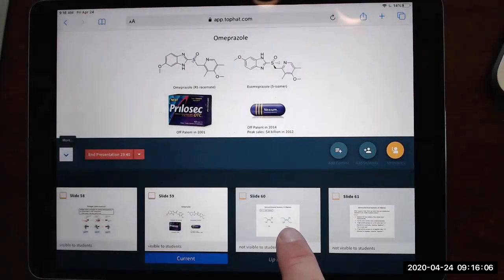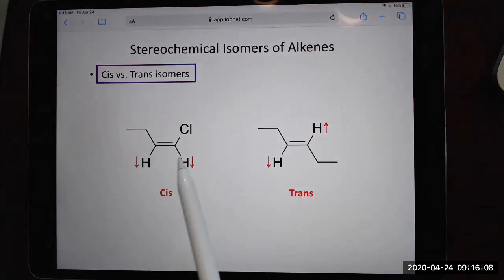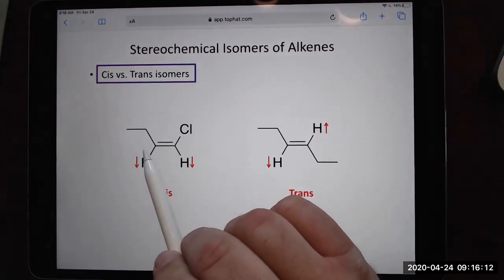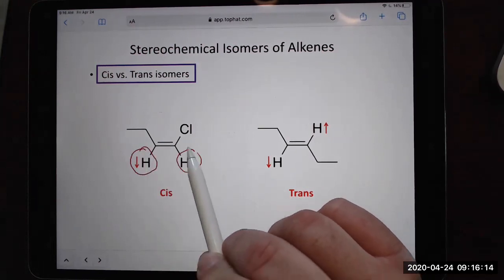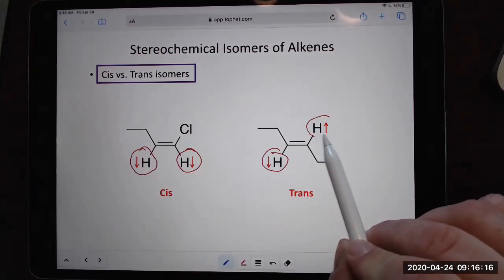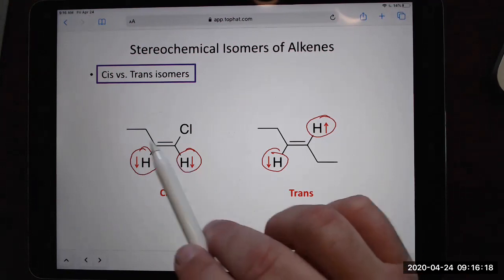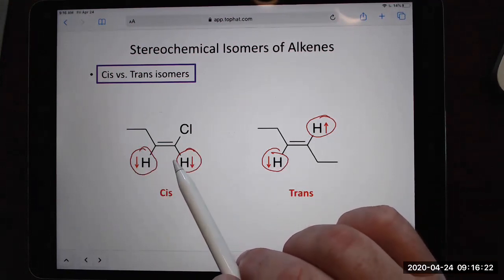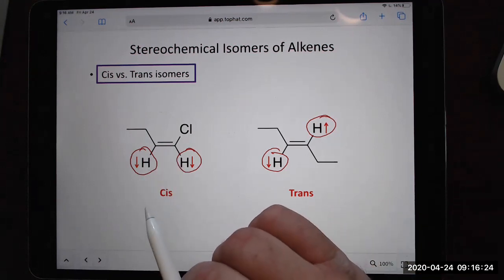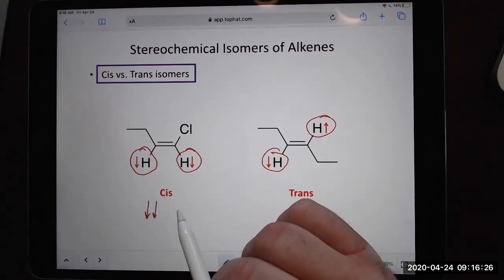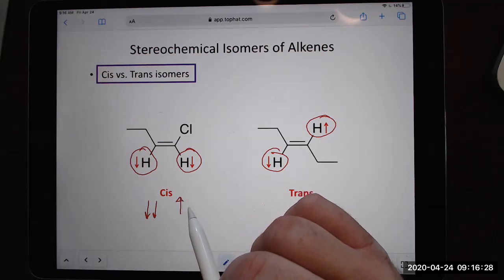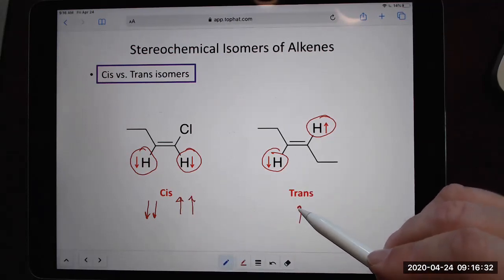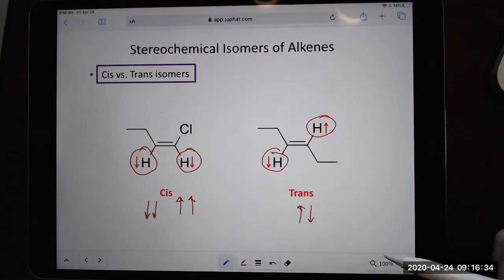Okay, so last thing: cis and trans. Remember cis and trans, it's for hydrogens sitting off of the alkene. You have to have one hydrogen sitting off on either side of the alkene. If they're both pointed down or they're both pointed up, it's cis. For trans, you have one up, one down.